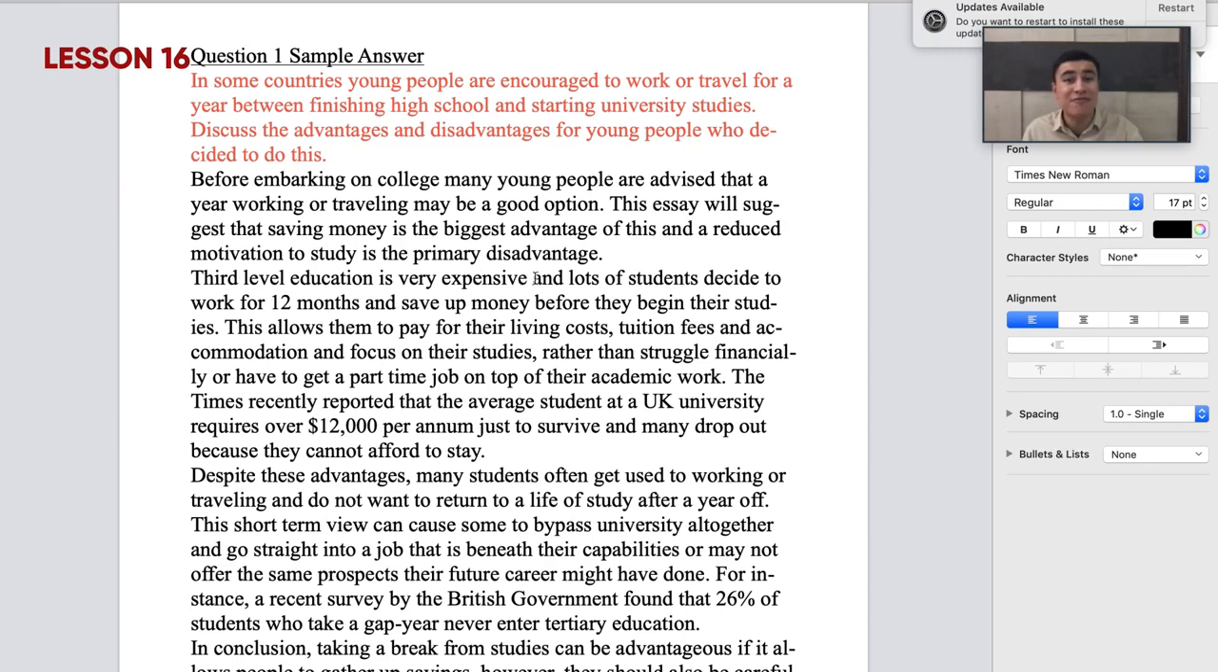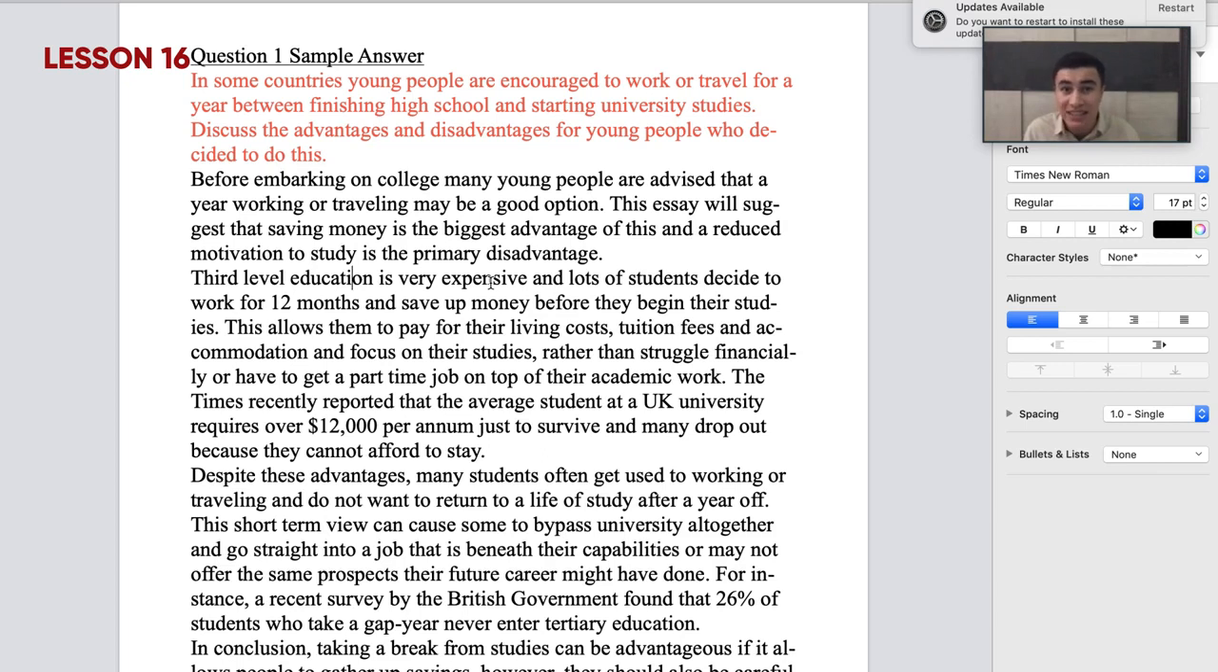Third level education is very expensive and lots of students decide to work for 12 months and save up money before they begin their studies. So this is your general sentence, topic sentence, where you're pointing out your idea. So as you can see, it says that third level education, higher education or further education, okay, you can use these phrases when you're talking about university degree, okay, is very expensive.